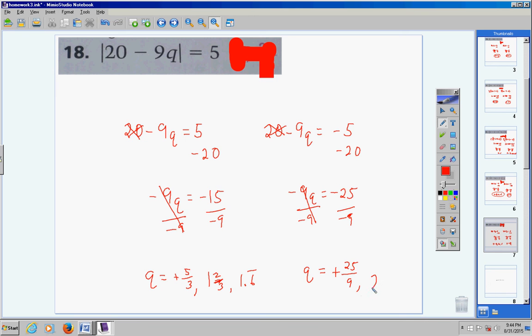Another answer would be 2 and 7/9. Okay, that is the same thing as 25 over 9. And then another answer would be 2.7 repeating. How'd I get that? Type in 25 divided by 9 on your calculator, and you will get 2.7 repeating. Alright, so there we go.